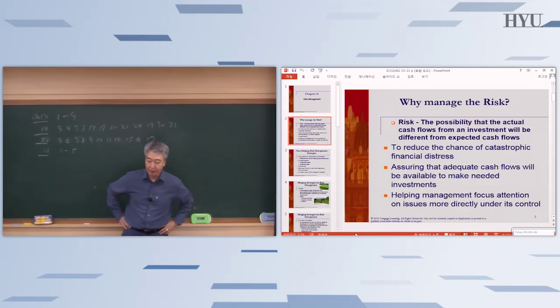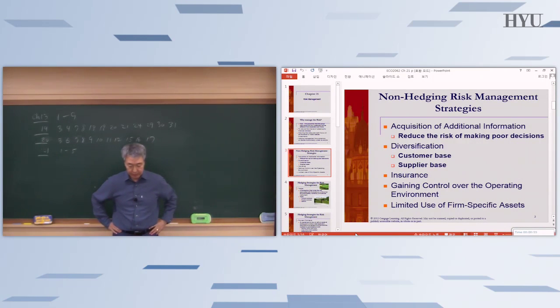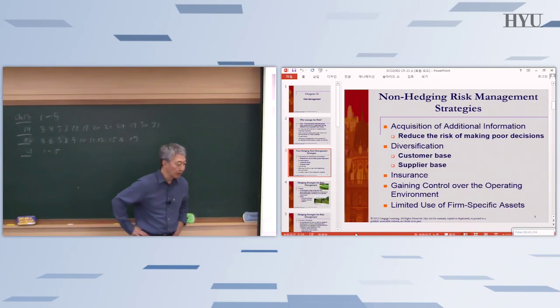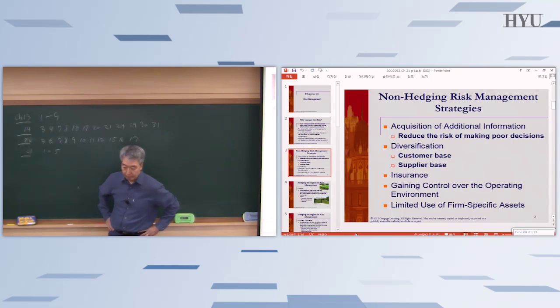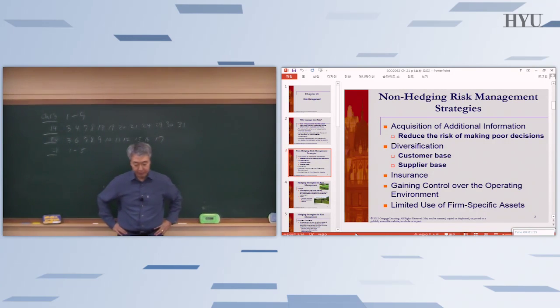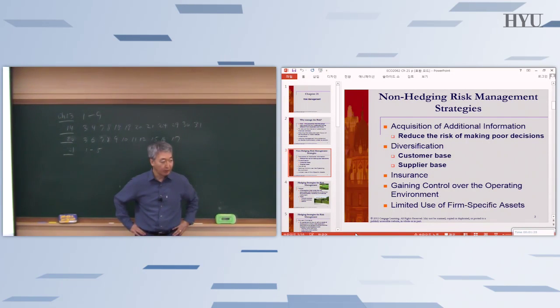There are hedging and non-hedging techniques in this chapter, right? And this first slide and second slide, if you look at it, they're talking about some non-hedging risk management strategies. And these are just some descriptive, they're talking about what the company can do. Hedging involves actually buying and selling the financial instruments, right? But non-hedging, if you look at this slide, acquiring additional information, of course, having more information always helps, right? Diversification and purchasing insurance and this kind of things, right?